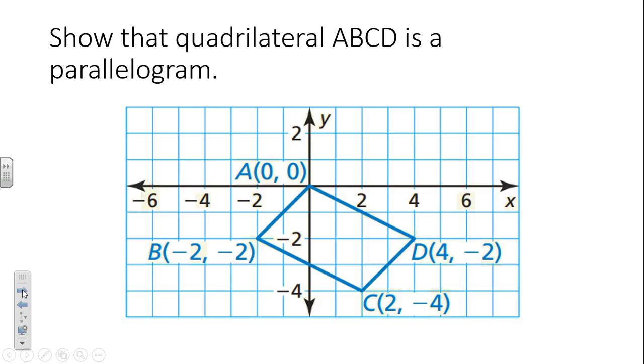Here's the one that's hard to do: opposite angles are congruent. We're not going to give you a protractor and have you measure it, so we're not going to use that. But yes, we can prove that both pairs of opposite sides are congruent, so that means distance formula. We can show that they're parallel. How do we find parallel? Rise and run, right? Find our slope.